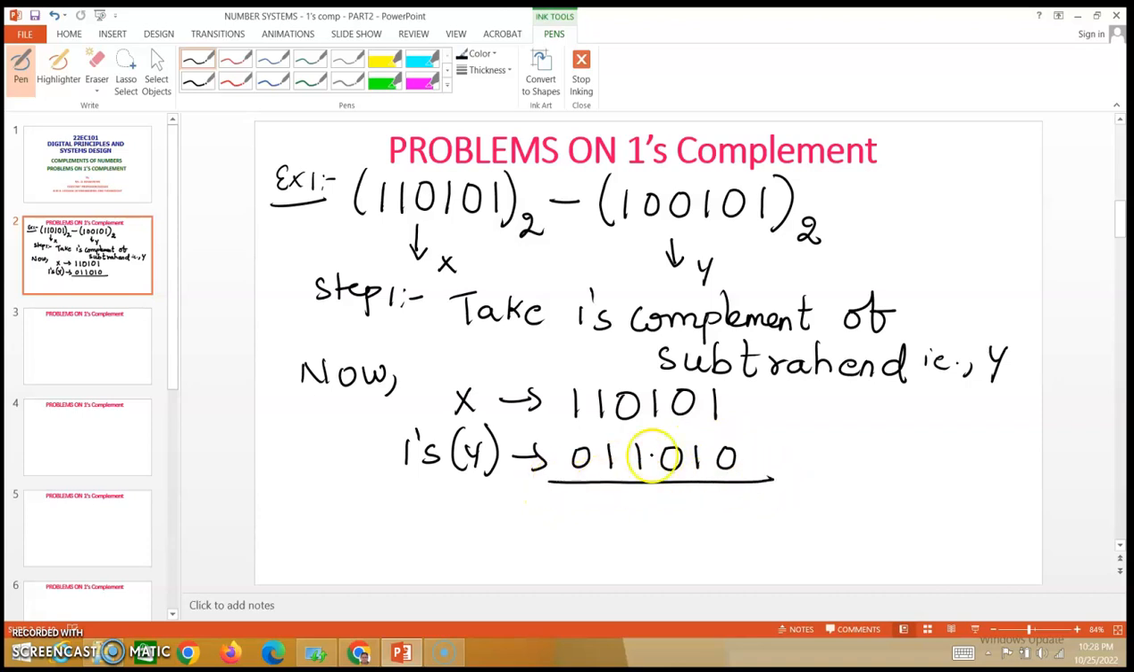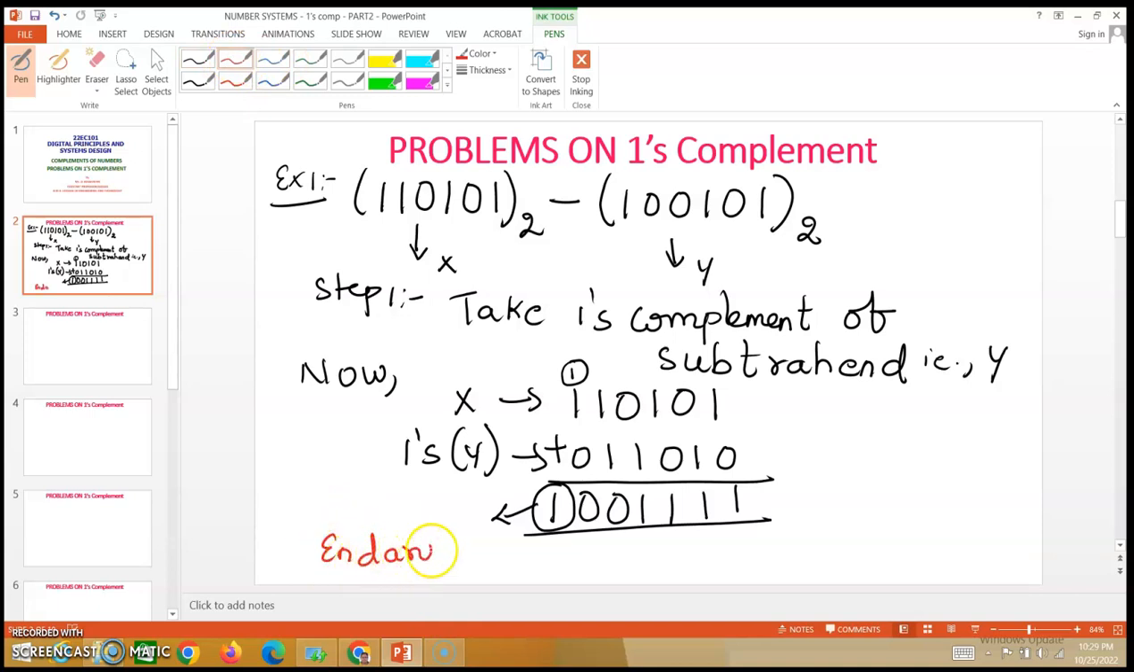Now what we need to do is just add these two. 1 plus 1 is sum 0 and carry 1, and 1 plus 1 is again 10. So you got the answer with a carry. This carry is called the end around carry.